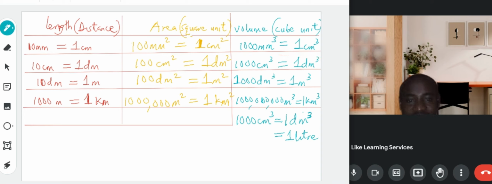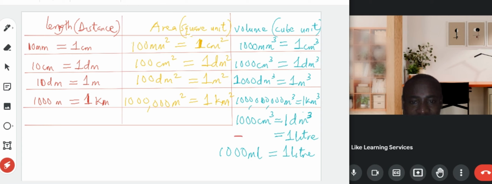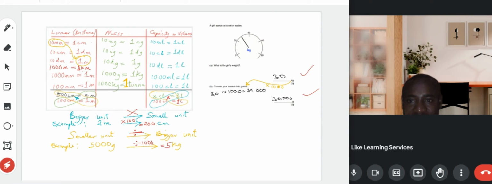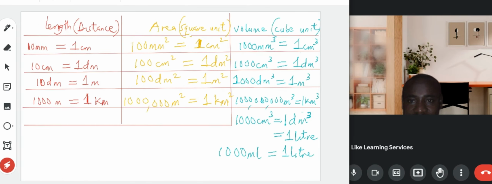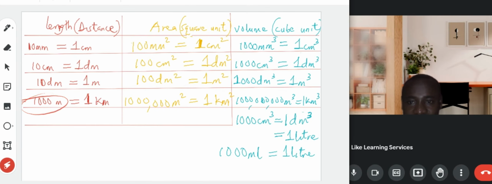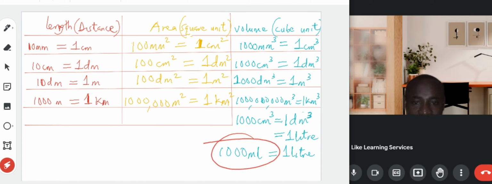And we know that 1,000 milliliter will give us 1 liter. Based on what we discussed earlier, 1,000 milli anything will give us one of it. 1,000 of anything will give us 1. So 1,000 milliliter will give us 1 liter.